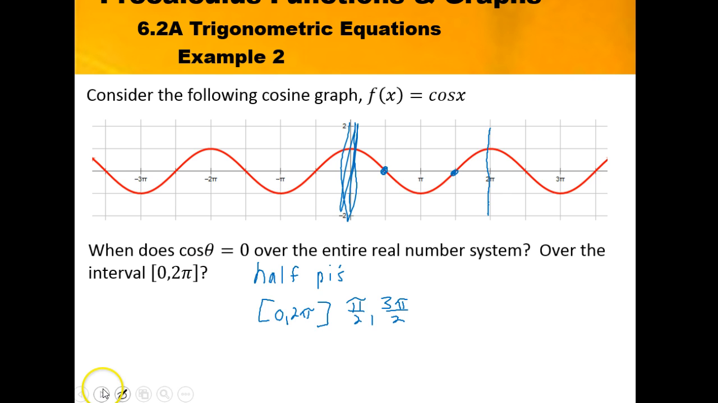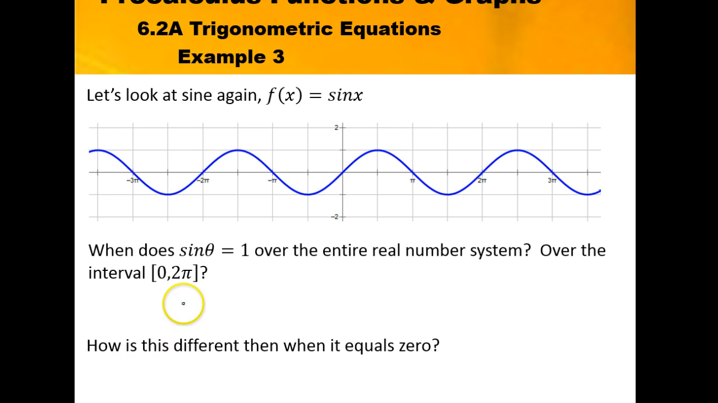Okay, so moving on. Let's look at sine again. And this time we want to know when does sine theta equal 1 over the entire real number system and also over the interval 0 to 2 pi. Okay, well, it equals 1 at these points. And I'm going to go back to a different color.